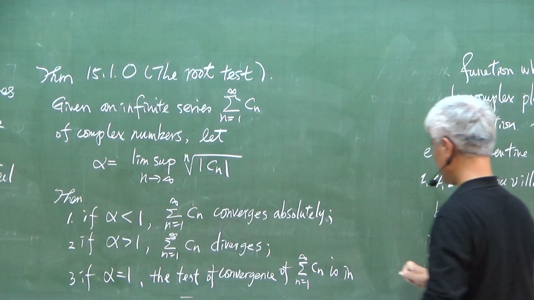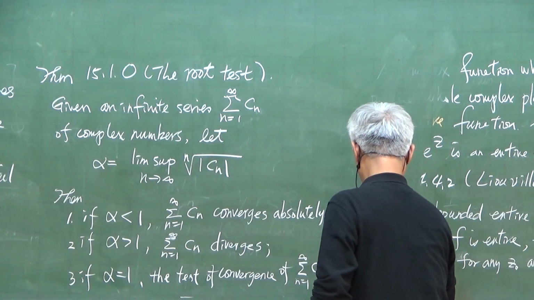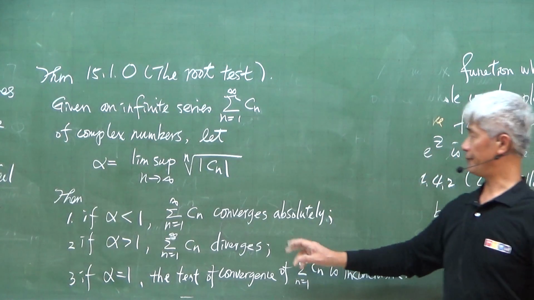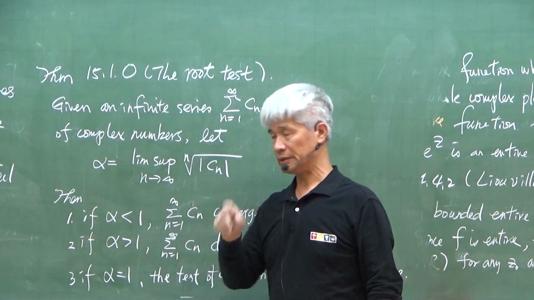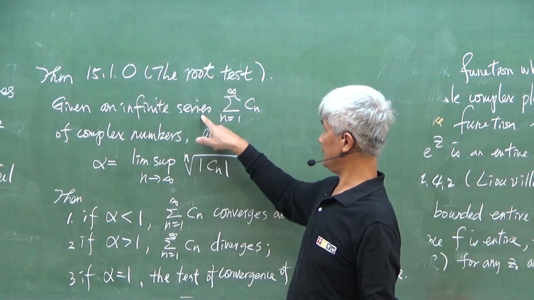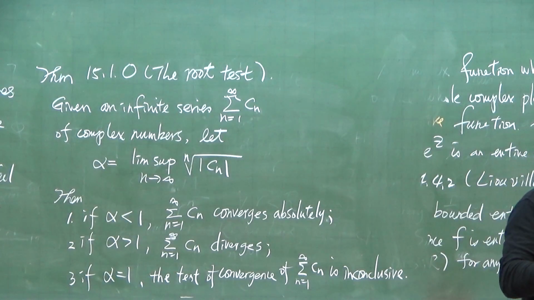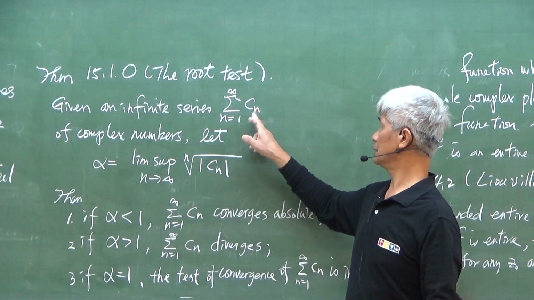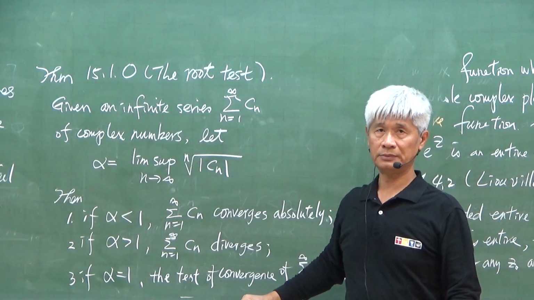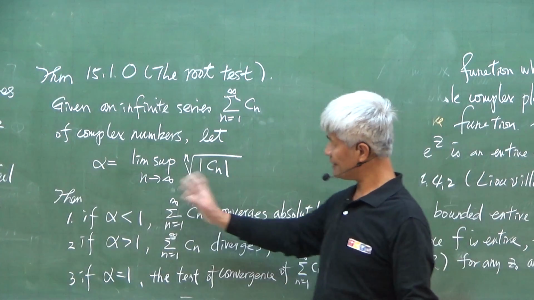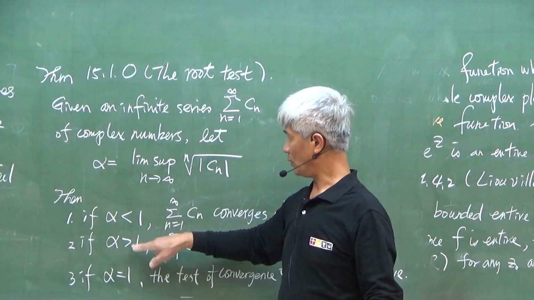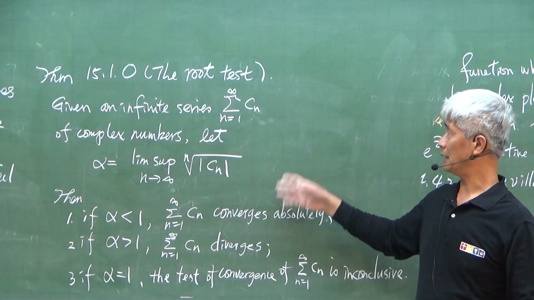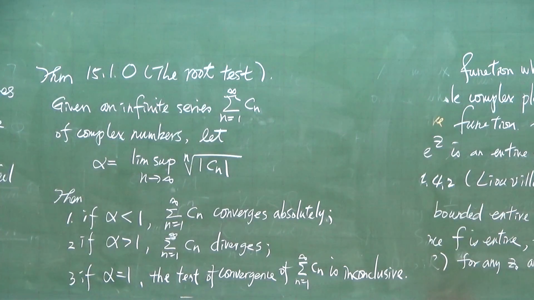So you don't know, and you should elaborate further if alpha equals 1. In that case the infinite series may converge or may not converge, depending on what the series is. But if alpha is greater than 1 or less than 1, you have your conclusion definitively. So this is the power of the root test.